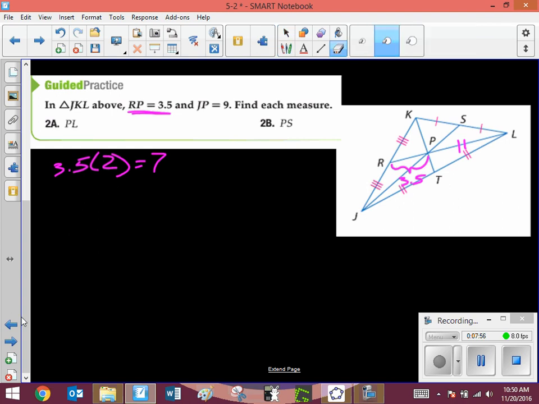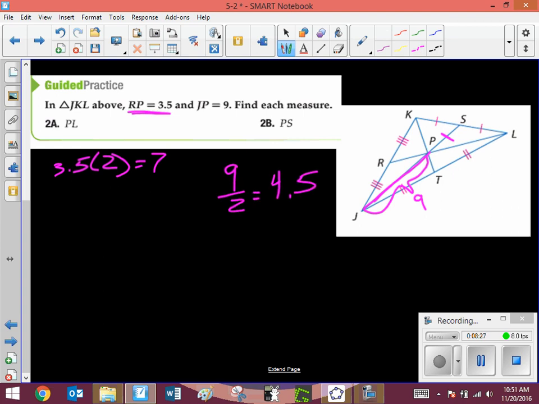Alright, let's also look at PS here. Erase those so I can see this better. PS is right here. I want the smaller portion this time, and that's going to come off of JP, which is equal to 9. That's right here, that segment. I know that that segment is 9. If I want to find the smaller portion, all I would have to do is take 9 divided by 2 this time, or 9 times 1/2, and that would give me the segment 4.5.